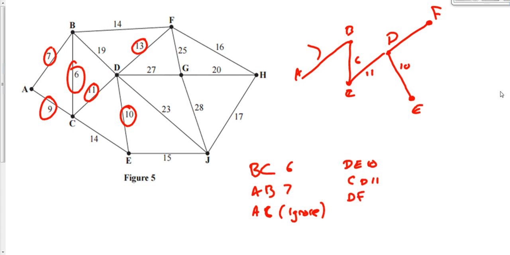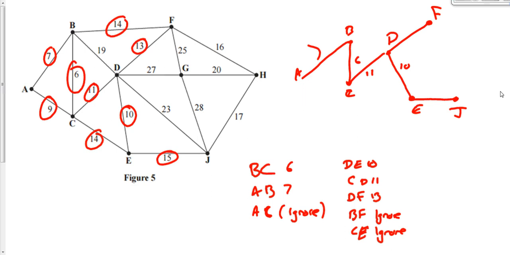Now the next shortest one after DF, which is 13, well, we've got a choice of two. We can either go for BF, which is 14, but that would make a loop. So we say BF, ignore. And we've also got to ignore CE down there. So CE, ignore. Once we've ignored those ones, the next one after 14 is 15, which is EJ. So EJ, which gives us 15. After EJ, we've got 16, which is FH.